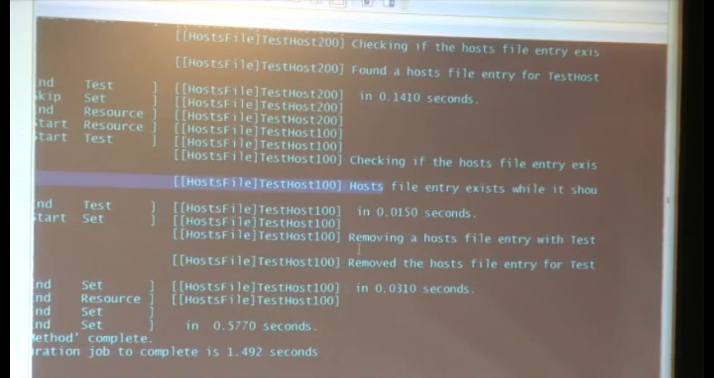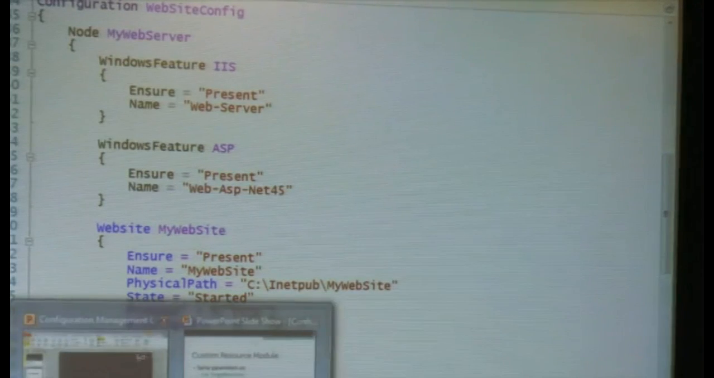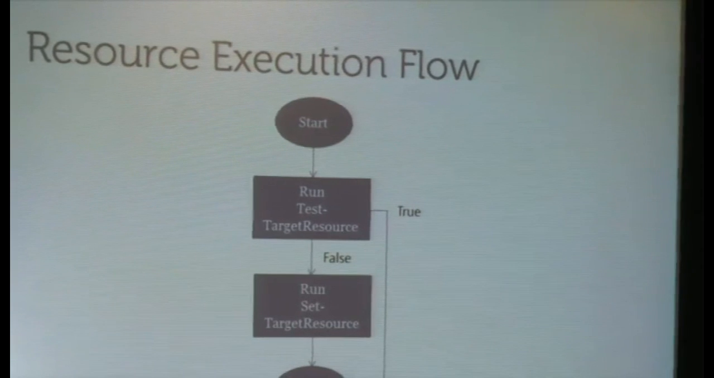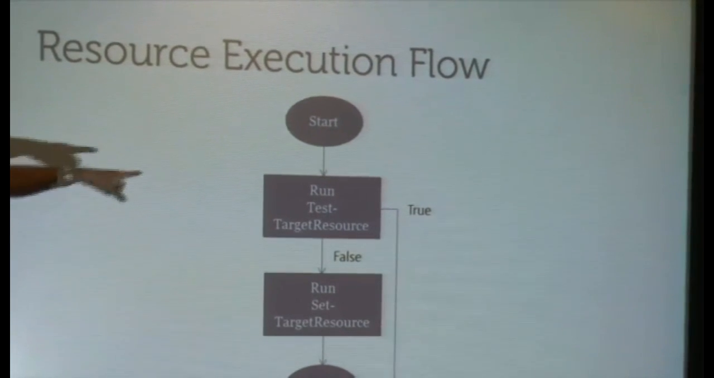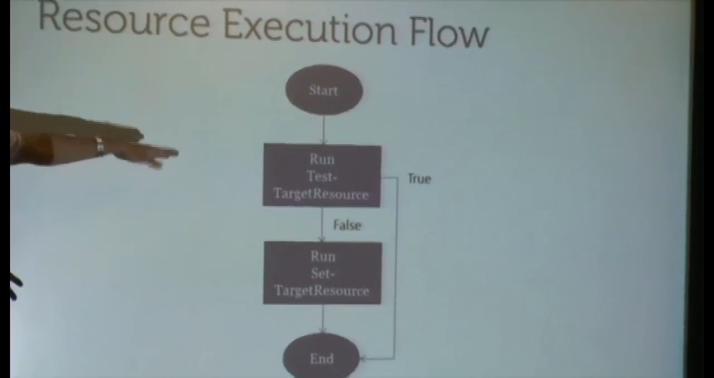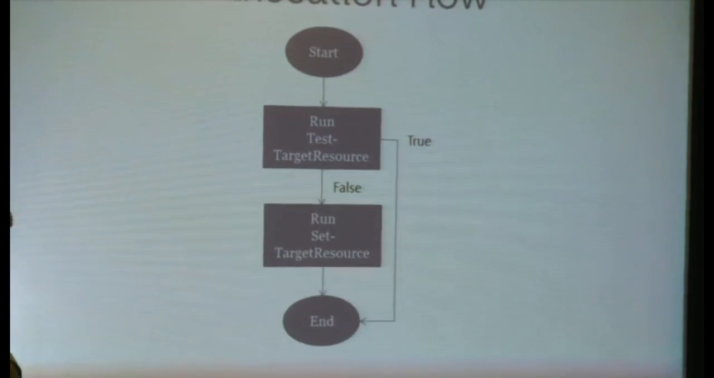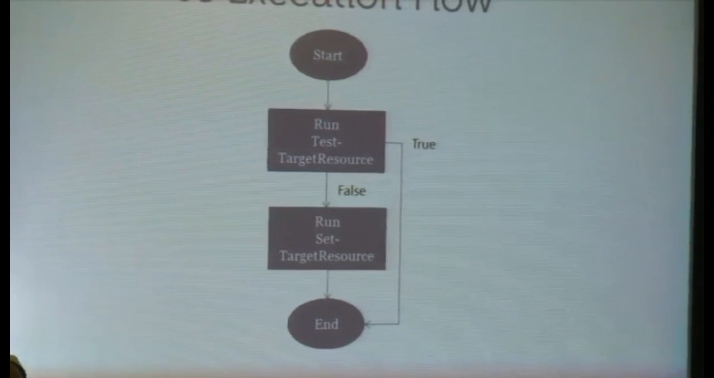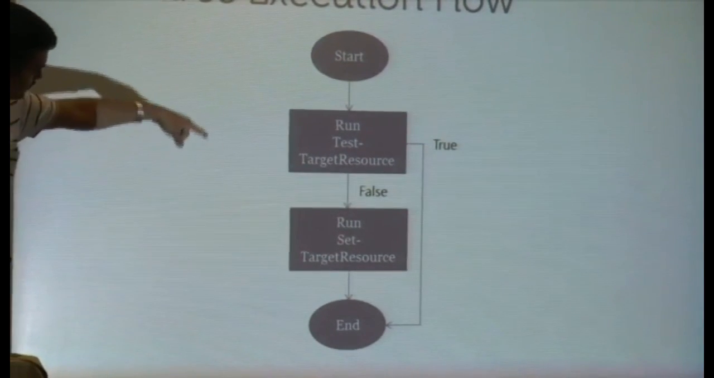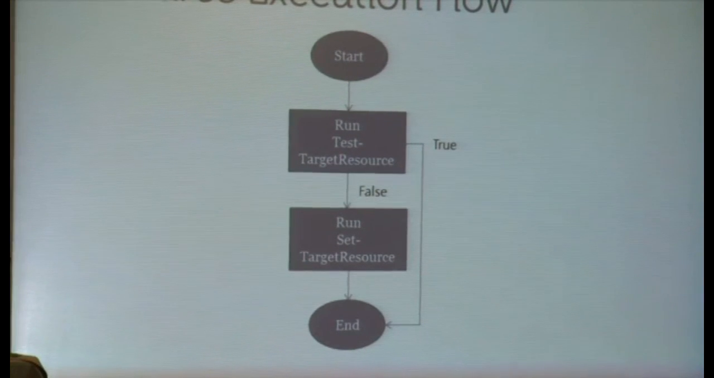Okay, I think I have a slide to show you that in an easy manner. Yeah, this is the one. Okay. So you have three functions. Test target resource and set are the most important. So if test target resource returns true, it just goes to the end. It doesn't apply any configuration. Only when test target resource returns false, the set target resource is called.